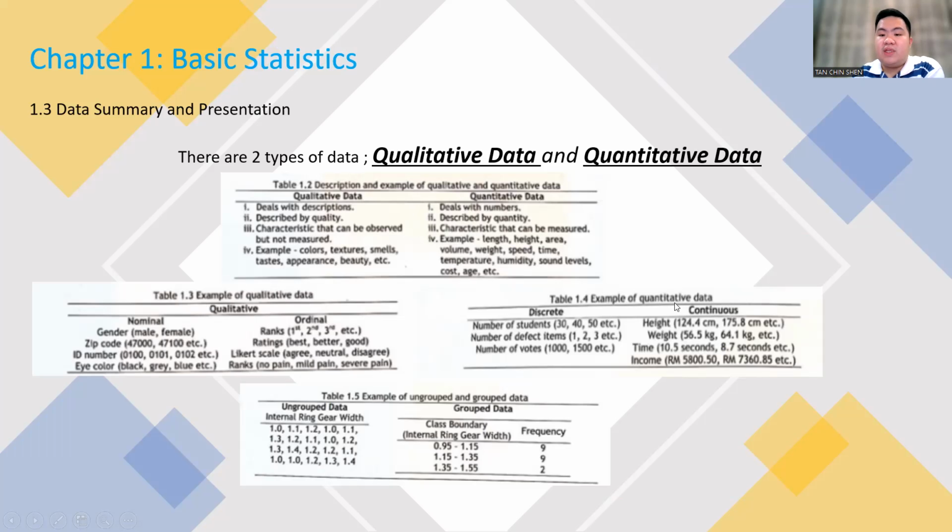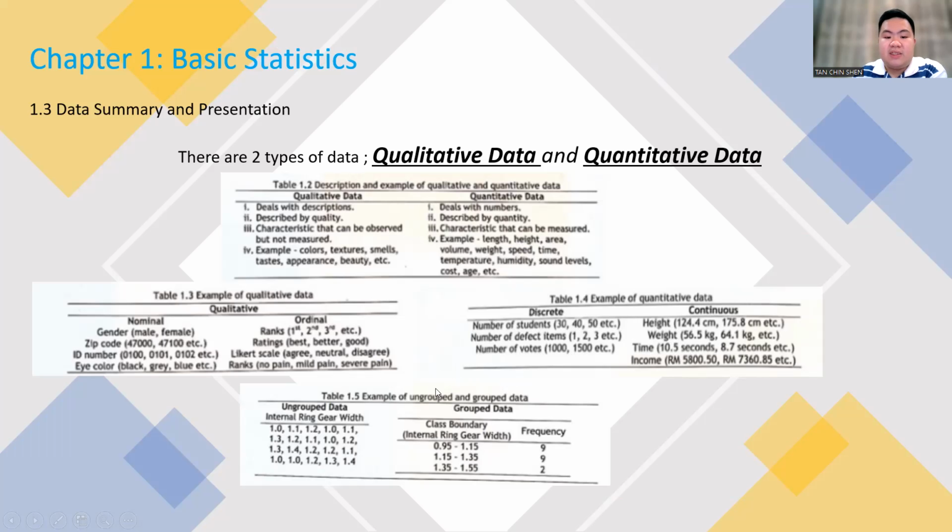So quantitative data can be measured. Let's say the number of students, number of defective items, number of words, height, weight, time, and income can be separated, and then we can count. For example, for the time, 10 seconds is grouped by 5 or 6, then for 8 seconds, maybe around 2 or 3. So all of this can be counted.